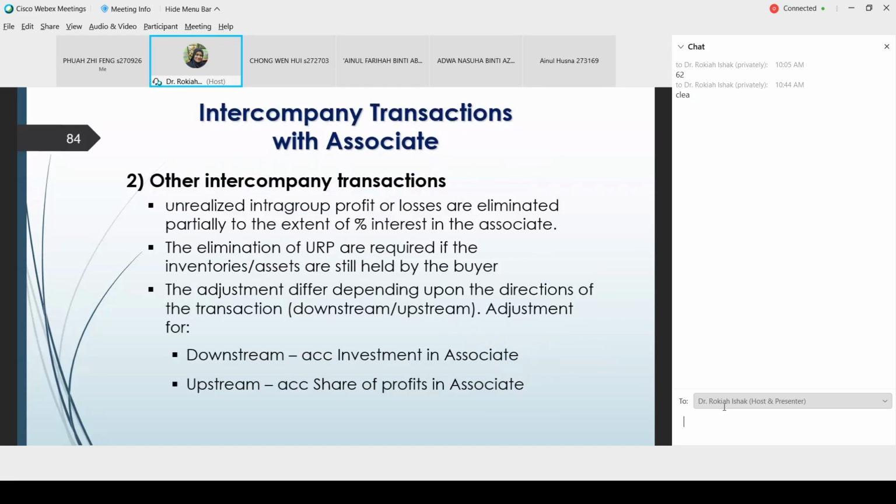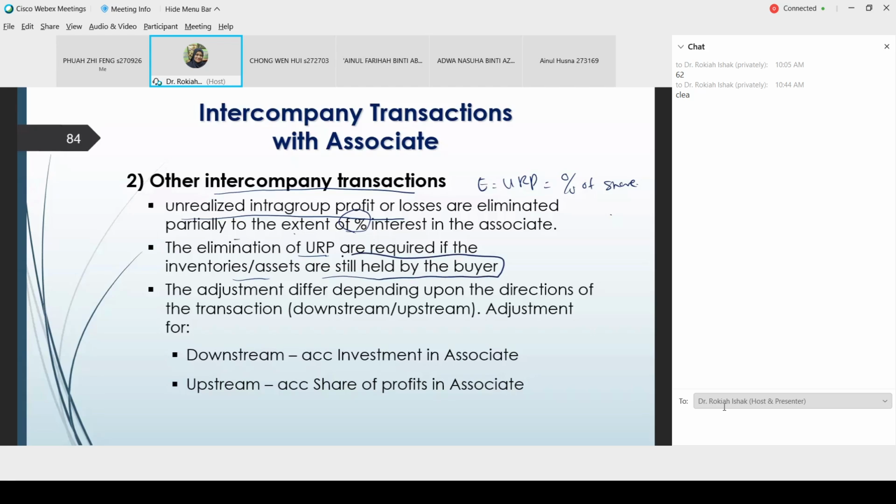And then we're going to look at the intercompany transactions between parent and associates. For other intercompany transactions, unrealized intergroup profit or loss is going to be eliminated partially, to the extent of the interest in the associate. We still need to eliminate the URP intergroup profit here, but this time based on the percentage of shares that we have in that associate. The elimination of URP is required on the inventory or asset that is still held by the buyer.